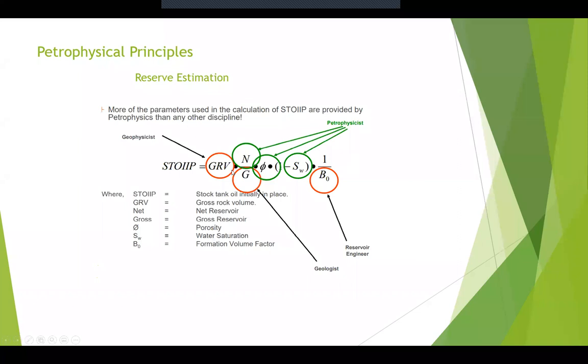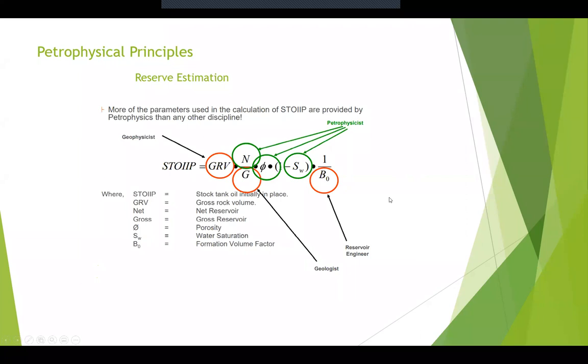So in this equation, we have the GRV, the gross rock volume. This we get from the geophysicist and the geologist, and the net from petrophysics, porosity from petrophysics, water saturation from petrophysics, and reservoir engineering provides the formation volume factor. So we can see also the contribution of the petrophysicist in calculating the reserve.